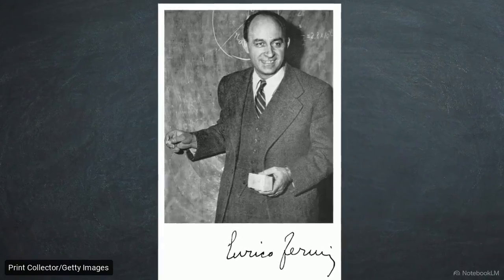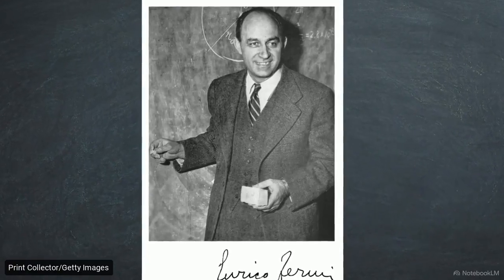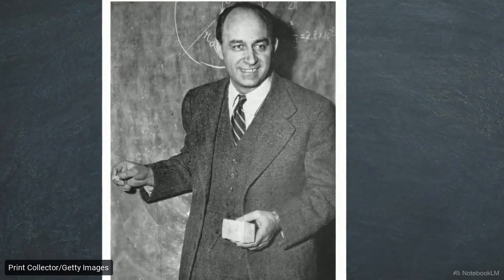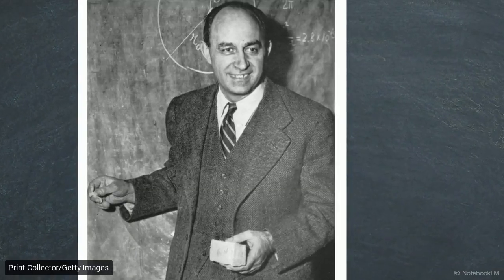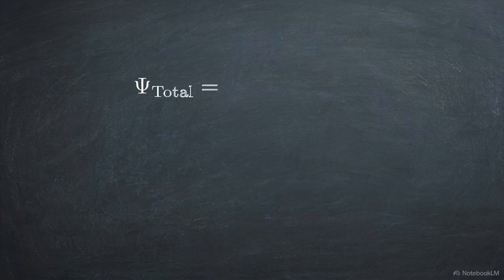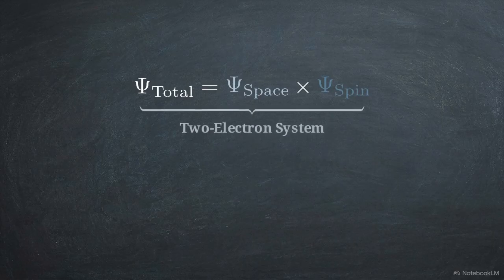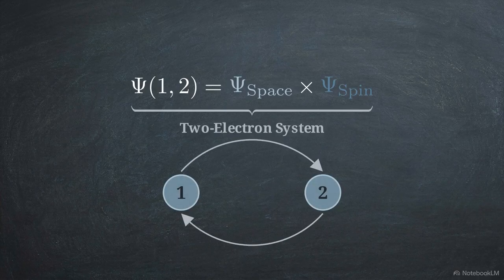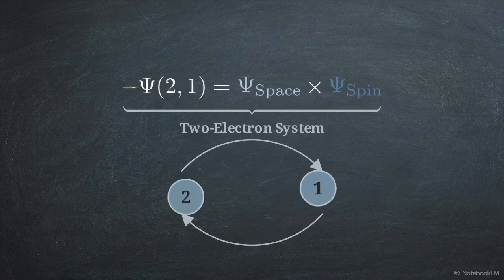Electrons belong to a class of particles called fermions. Fermions are fundamentally indistinguishable particles, and their collective behavior is described by Fermi-Dirac statistics. The total wave function of a two-electron system is the product of spatial and spin components. The Pauli exclusion principle dictates a strict law. This total wave function must be antisymmetric.